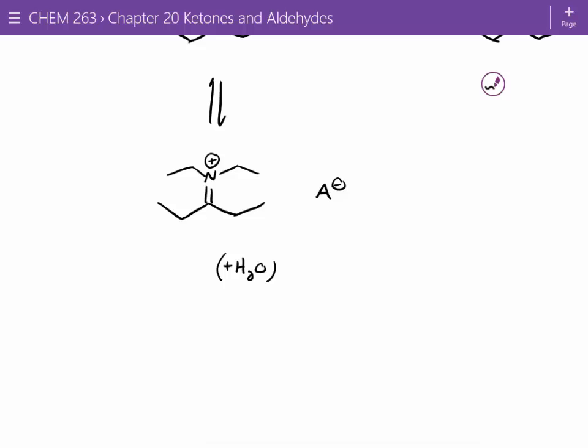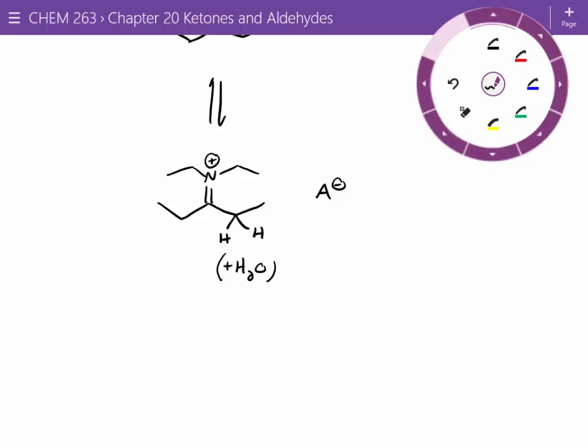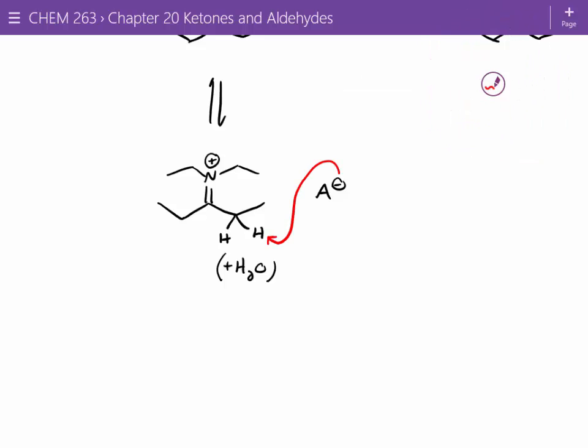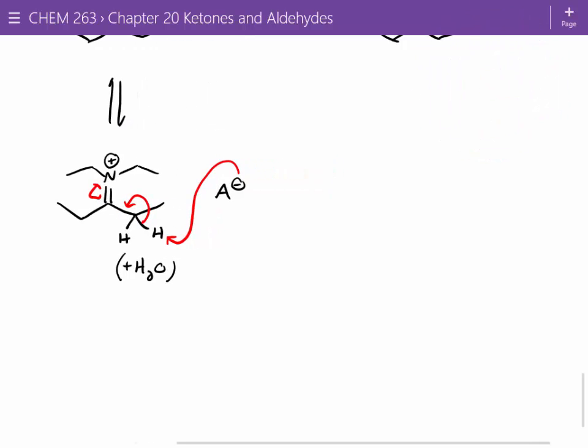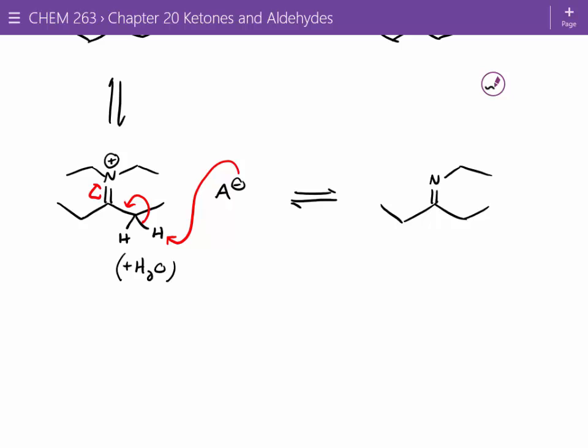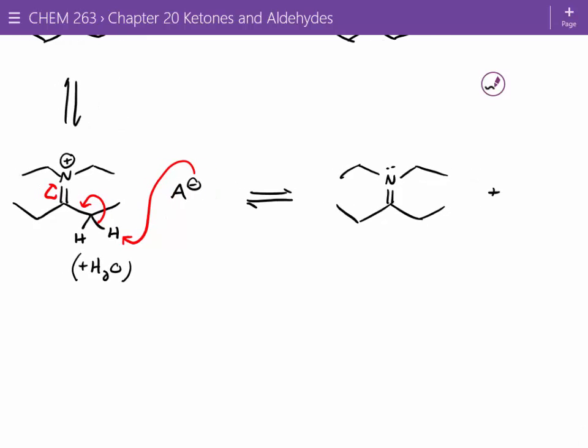Remove a proton. Do we remove a proton from here? No. Exactly. We have to remove a proton from the correct position. So we grab this proton, clamp down, push up electrons. And we get this bow tie looking molecule, plus HA. And we said that this is an example of an enamine.